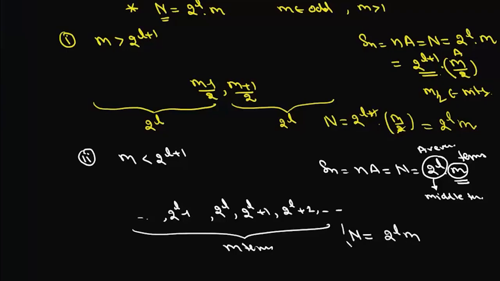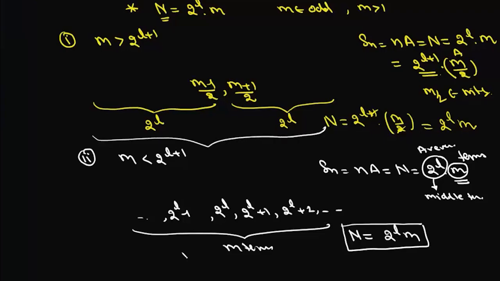So in either case, this N, which is of the form 2 to the power L into M, can be expressed as sum of consecutive integers, and this is what we needed to prove in this question.